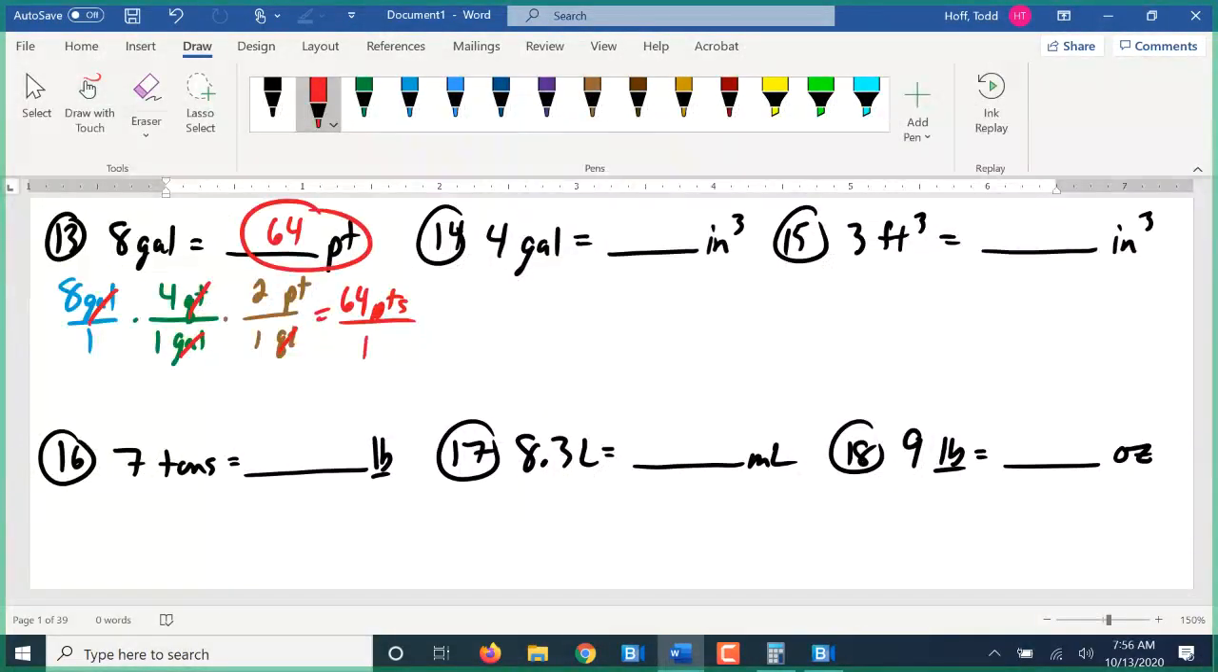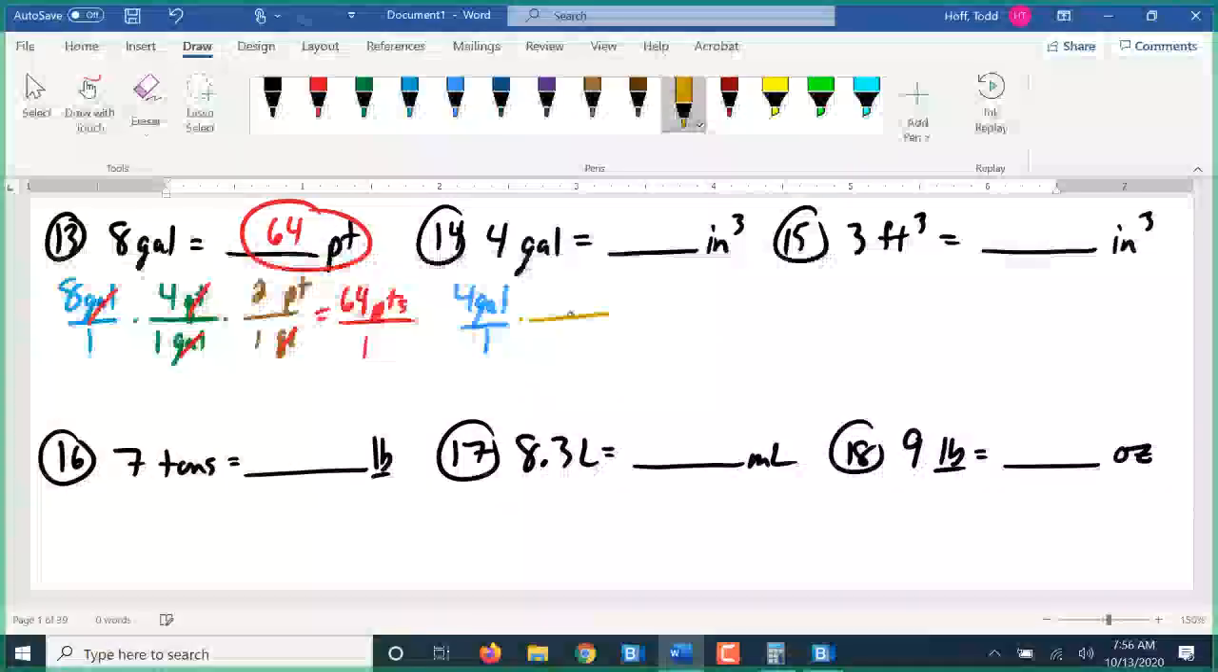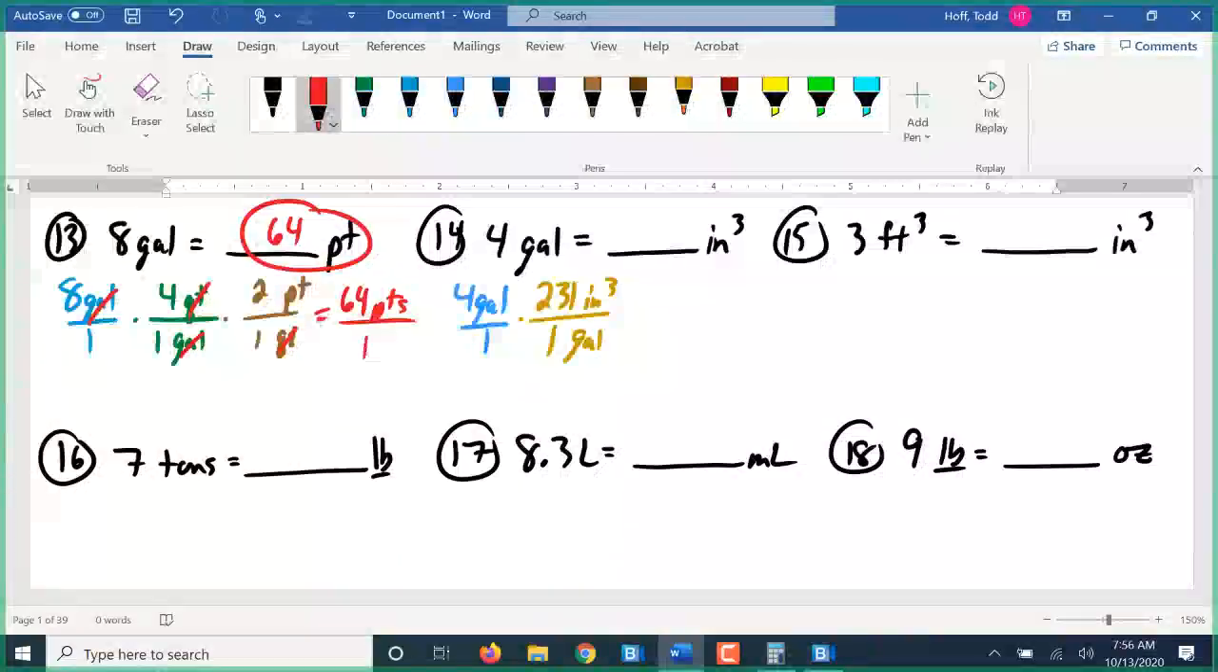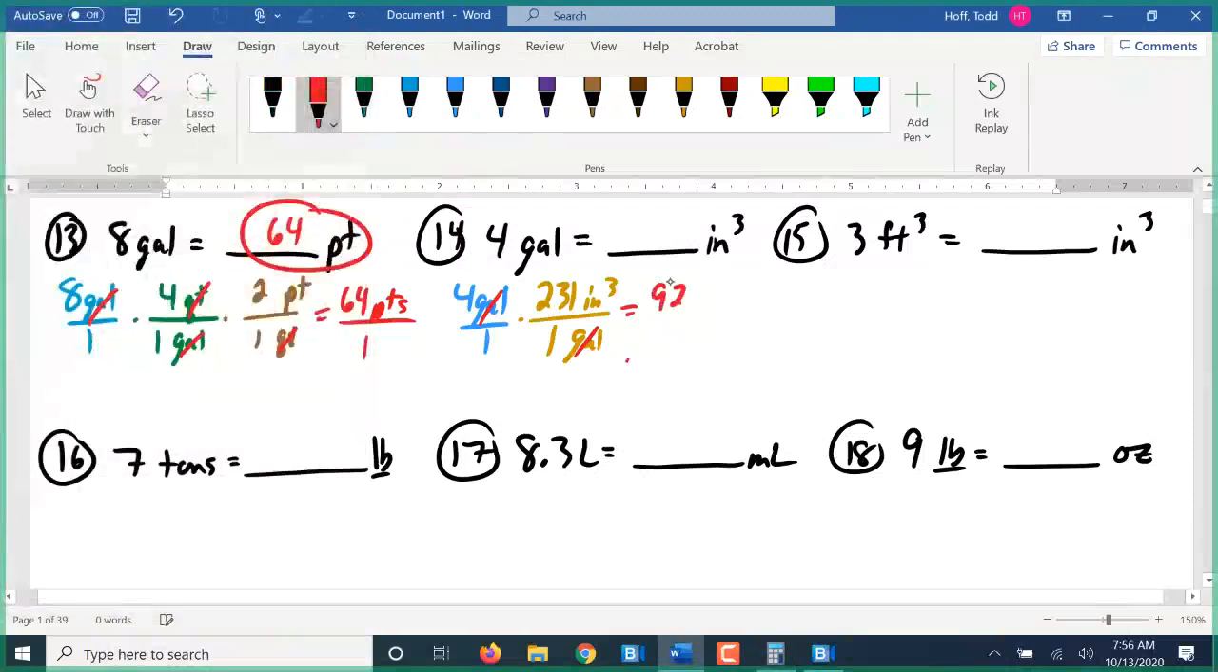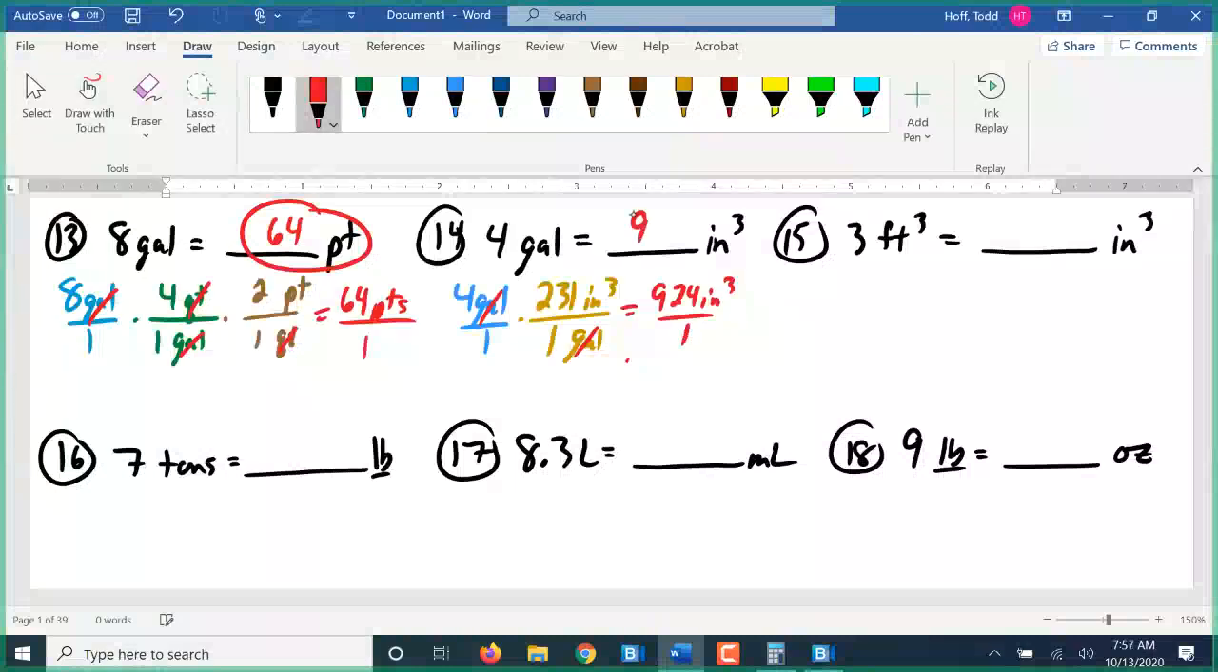For the number 14 here, we have the 4 gallons going into cubic inches. We're going to put gallons on bottom. 1 gallon is approximately 231 cubic inches. So the gallons cancel out. 4 times 231, 924. Cubic inches, 1 times 1 is 1. The 4 gallons is just 924 cubic inches.